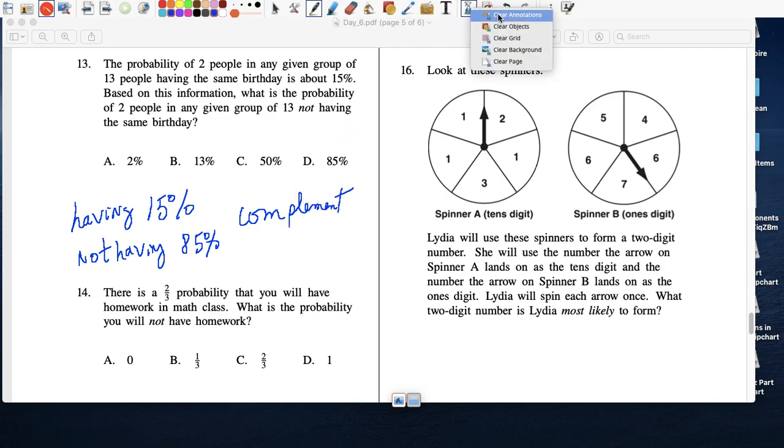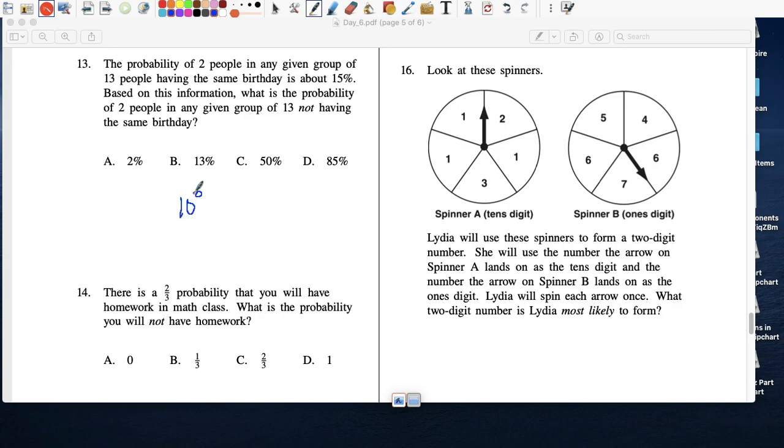Right? Chance of snow today is 10%. What's the chance of not snowing? 90%. Right? There's a 2/3 probability that you will have homework in math class. Ooh. What's the probability you will not have homework? Well, again, 2/3 complement. So if you add those two, it will always give you 1.